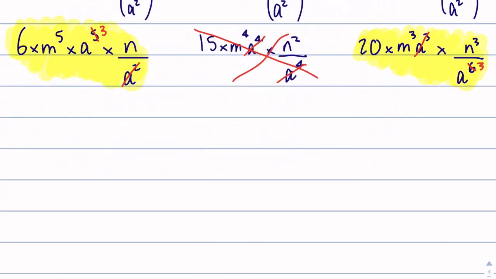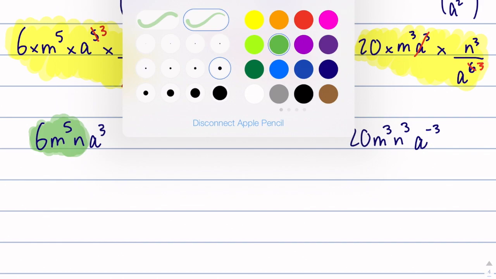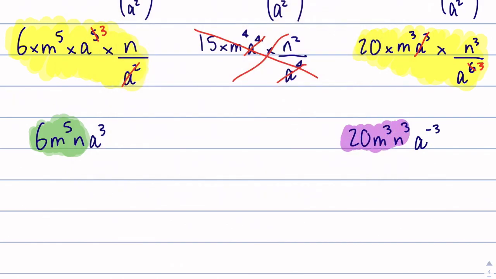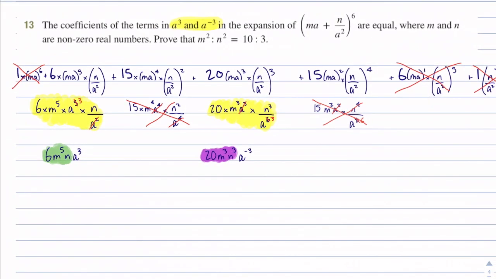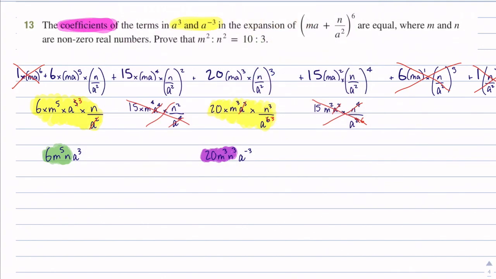So I'm just going to expand them properly. So we've got 6m to the 5 n, a to the 3. I've just rejigged it so the a to the 3 is last. And we've got 20 m to the 3, n to the 3, and that's a to the minus 3 because it's on the bottom. So the coefficients we're going to be caring about, coefficient doesn't include the a3, it's the number in front, is that one and that one. And they're saying that these coefficients are equal.